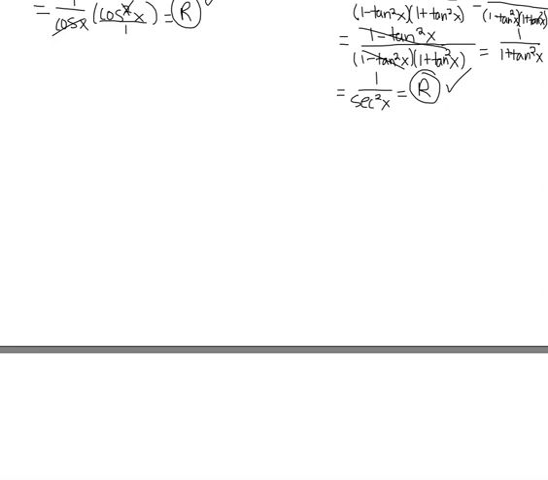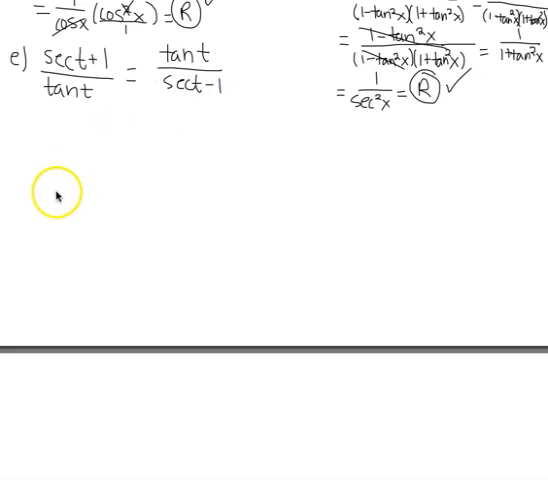All right, next one. Secant t plus 1 over tangent t equals tangent t over secant t minus 1.